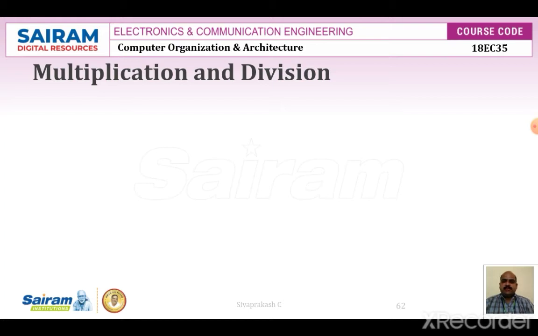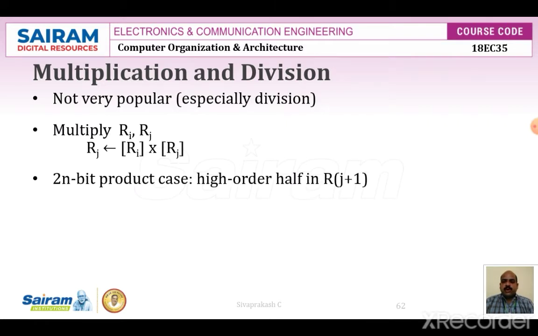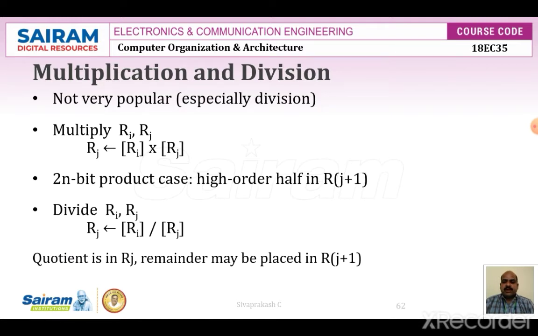And division. Division is going to be very popular for this one. So the multiply operation is going to do a cross of Ri into Rj. In the second bit product case, higher order is always going to be done that way. The division is going to proceed with the quotient, and the remainder may be replaced with R of j plus 1.